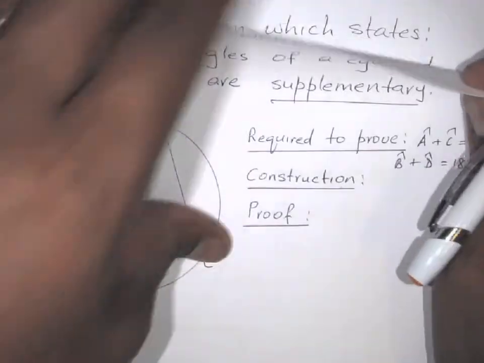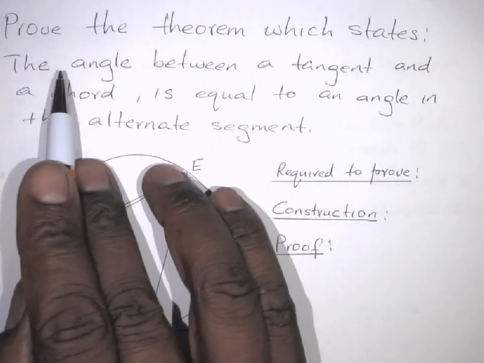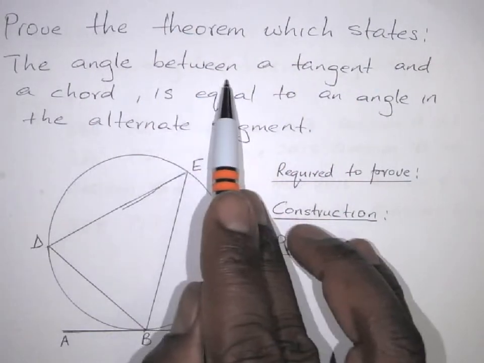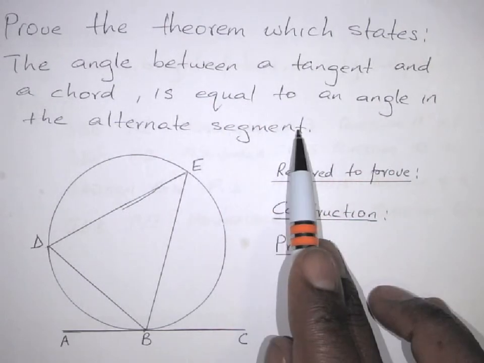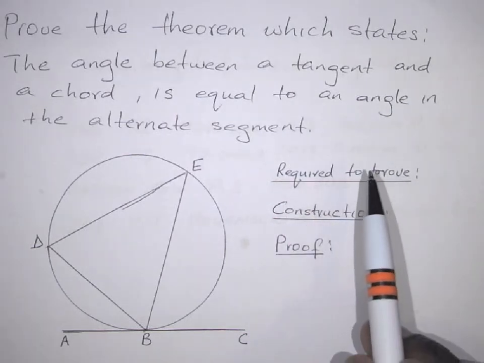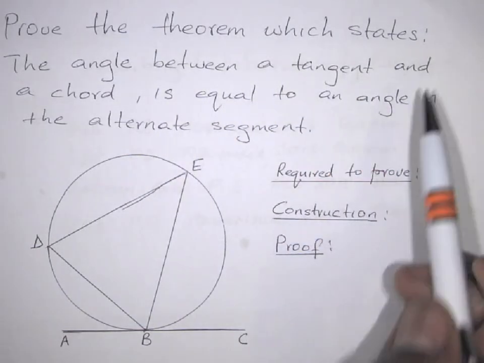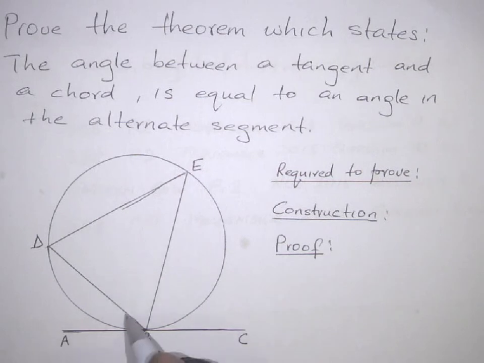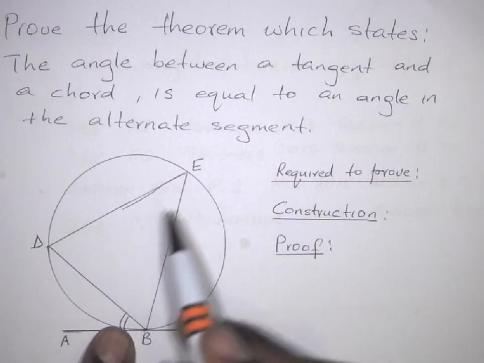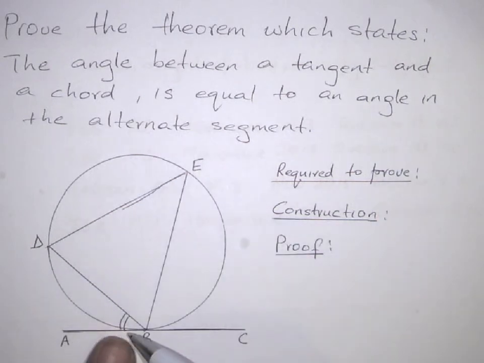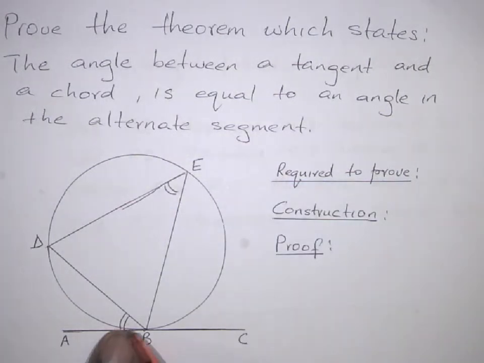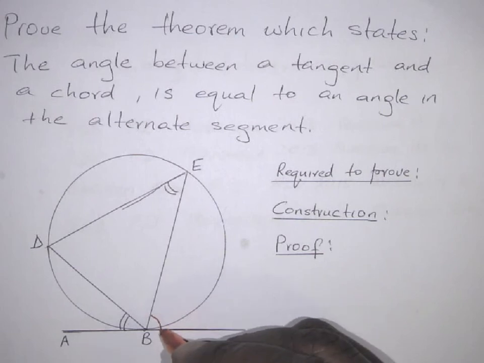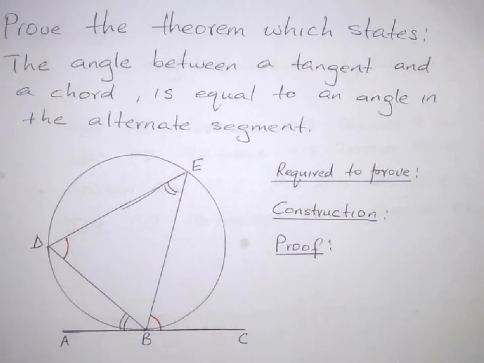The other one is this one, which says prove the theorem which states that the angle between a tangent and a chord is equal to an angle in the alternate segment. You are required to prove something. The angle between the tangent and a chord, this is the angle here, is equal to an angle in the alternate segment. You must prove that that angle there is equal to that one there. If you don't want to prove that one, you must prove that one on this side over here, that it is equal to that one over there.